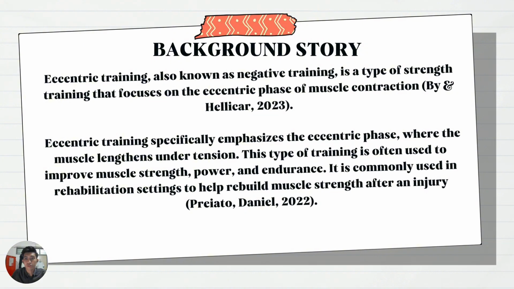For example, if you were doing a bicep curl, you will use a weight that is heavier than what you can lift up with just your bicep, but you will use your other arm to help lift it back. Then you would lower the weight with just the bicep, focusing on the eccentric contraction. So eccentric training specifically emphasizes the eccentric phase where the muscle lengthens under tension. This training is often used to improve muscle strength, power, and also endurance. It is very common to use in rehabilitation settings to help rebuild muscle strength after an injury.